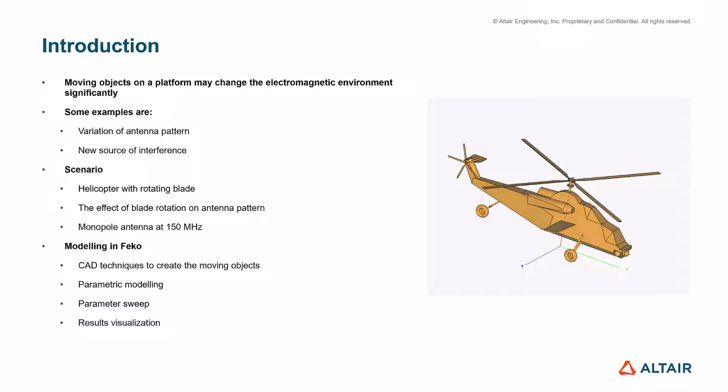So the scenario that we are looking at here is a helicopter with rotating blades, and we want to look at the effect of the blade rotation on the antenna pattern. The antenna is a simple monopole antenna operating at 150 megahertz, and these are the steps that are involved in the FEKO modeling. Some CAD techniques to create the moving objects, parametric modeling, parameter sweep, and finally results visualization.